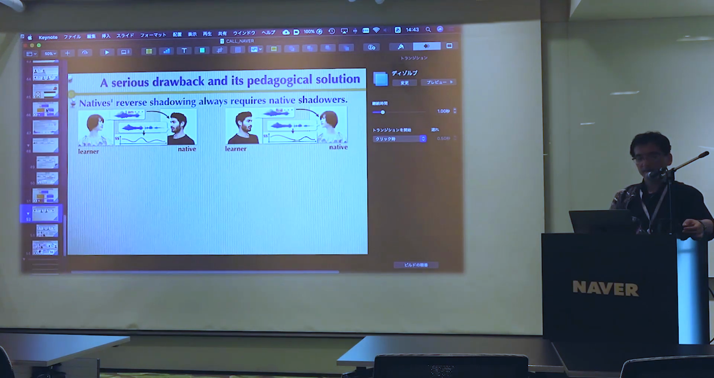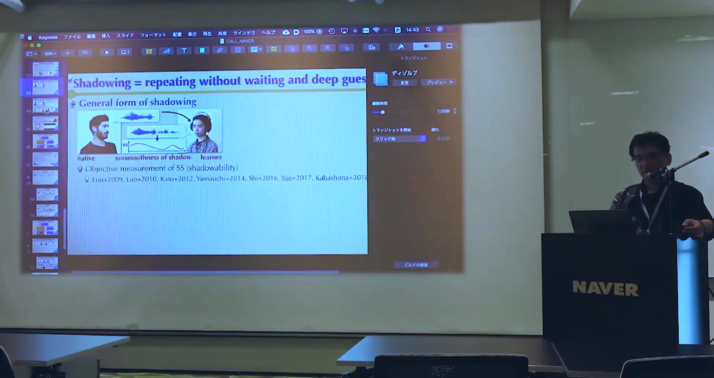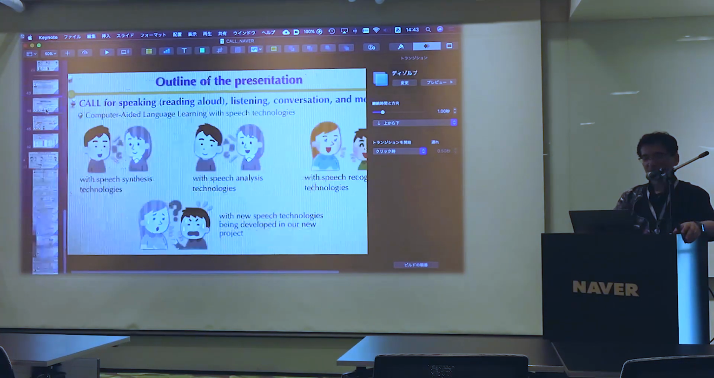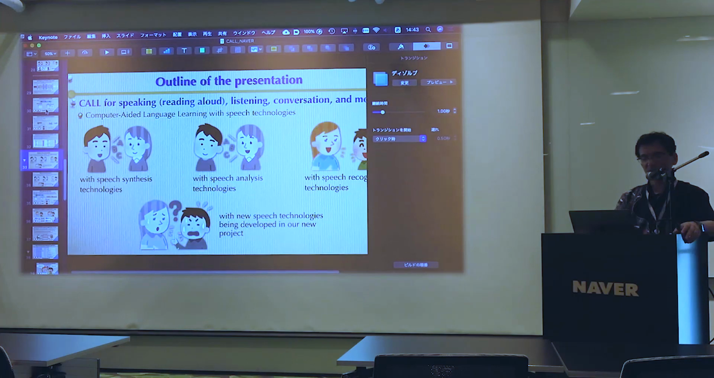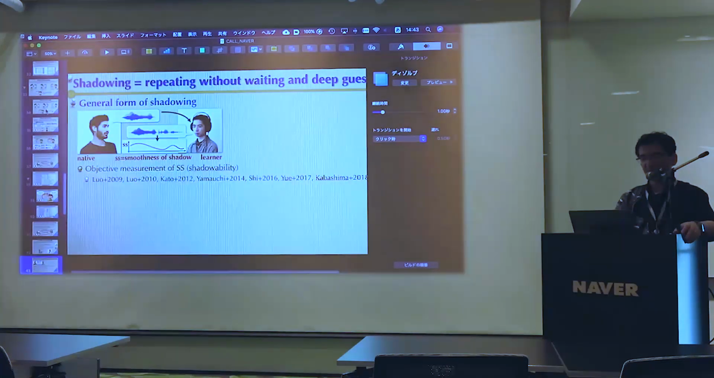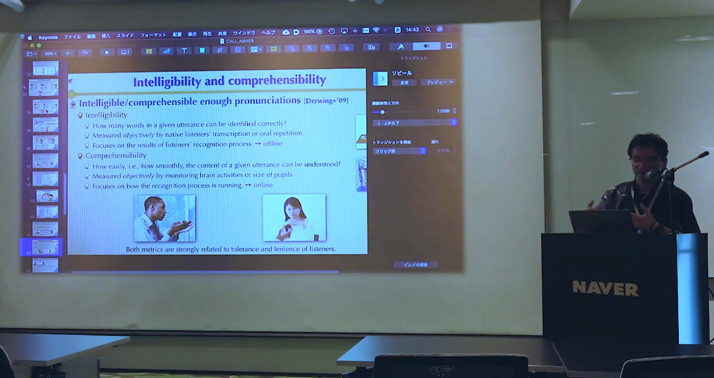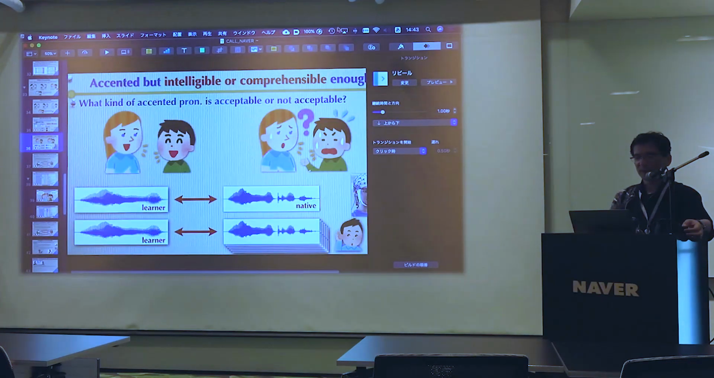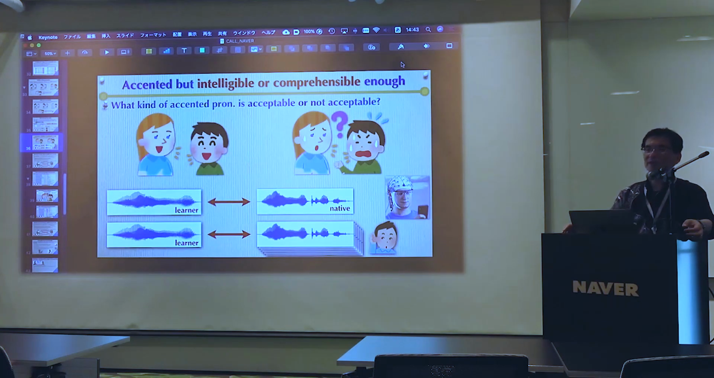Okay, so the first question is how we should understand and interpret shadowability. How is shadowability different from intelligibility, and from comprehensibility? At first, what we wanted to do was observe listeners' behavior while listening, online. But brain monitoring and eye pupil size detection require expensive devices, which teachers dislike. So we introduced shadowing.